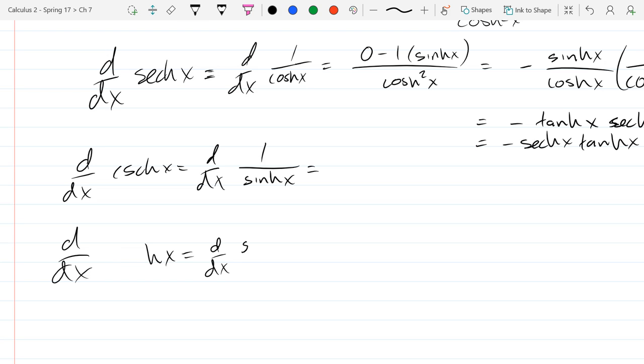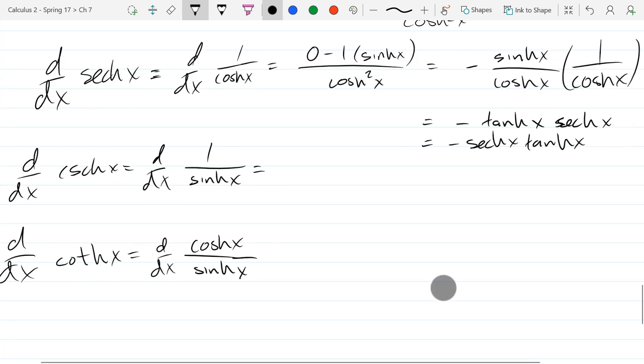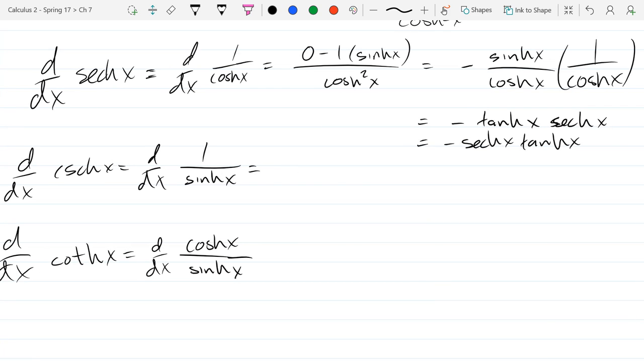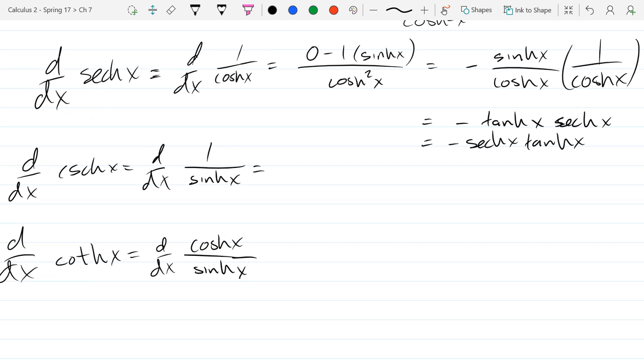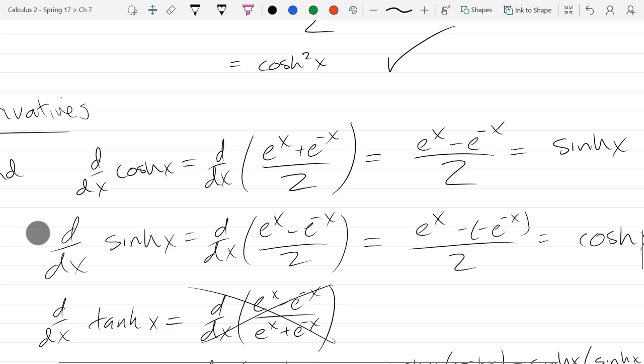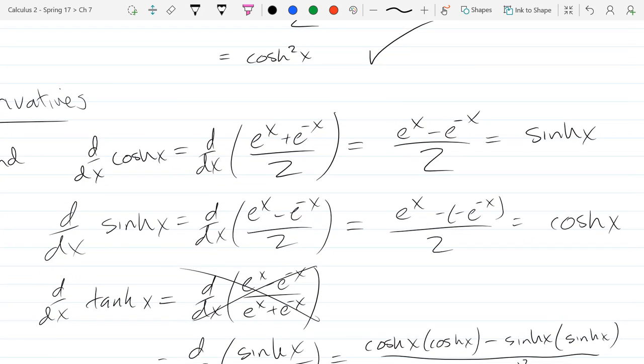We did tangent. This should be cotangent hyperbolic, which is cosh over sinh. So I want you to use quotient rule on both of these and compute them out and try to simplify it down to two trig functions multiplied together. Derivatives of sinh and cosh should be right above, probably, in your notes. They should be the top two derivatives in this section.